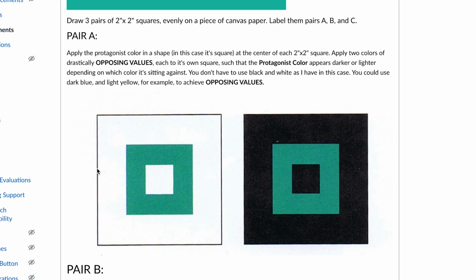So this pair is called opposing values. When you bounce your eyes back and forth between these two, the effect is that the turquoise on the left looks a little darker against the white, and it looks slightly lighter when you place it against the black.